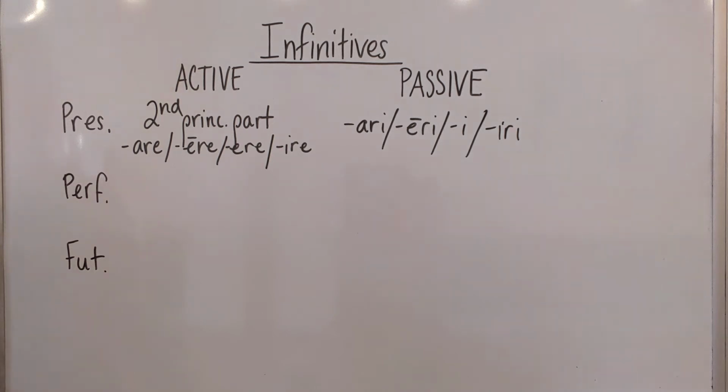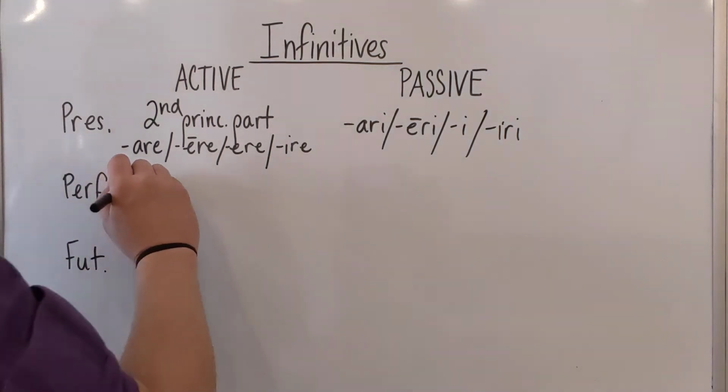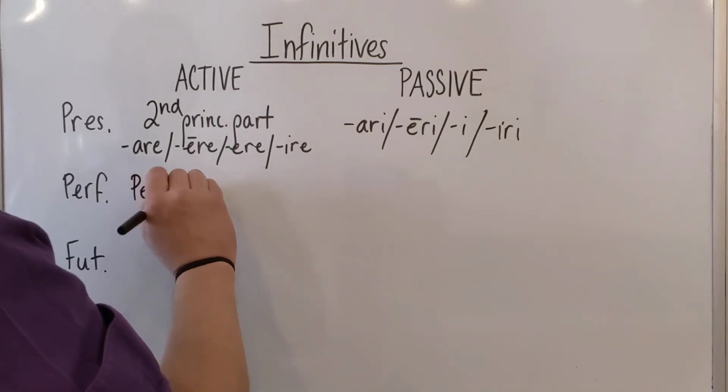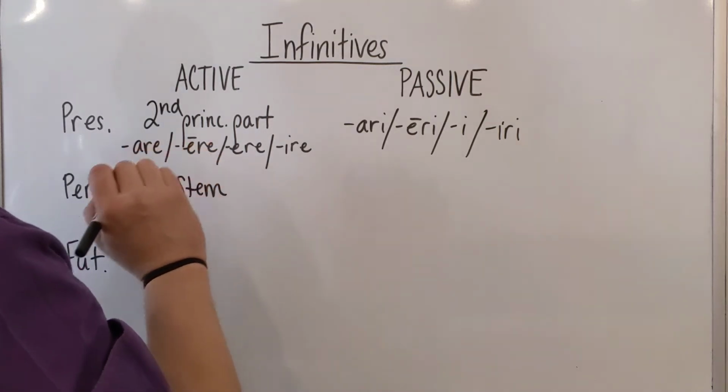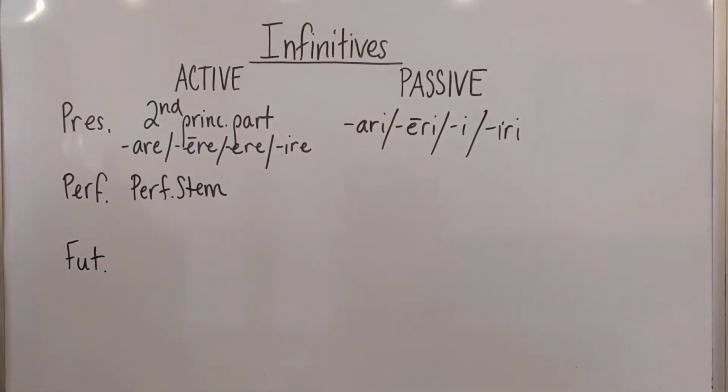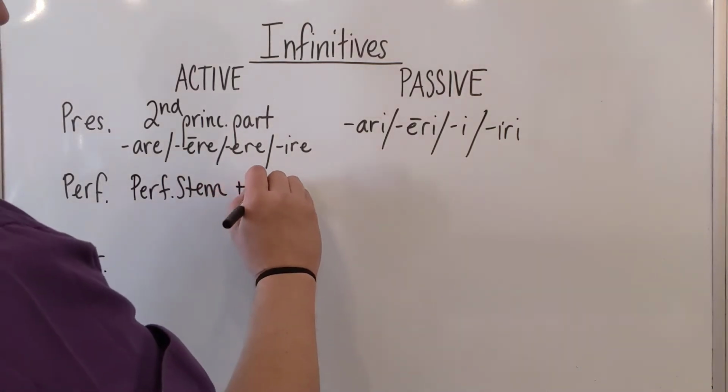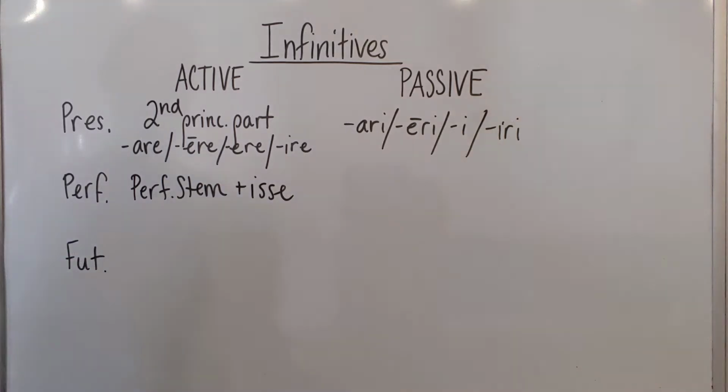For the perfect active infinitive, take the perfect stem. You find the perfect stem by taking the third principal part of the verb, chopping off the letter i, and you add -isse, which at one time I imagined was esse, the present active infinitive. Now it's an ending added to the perfect stem. So amavisse, tenuisse, duxisse, capisse, audivisse.